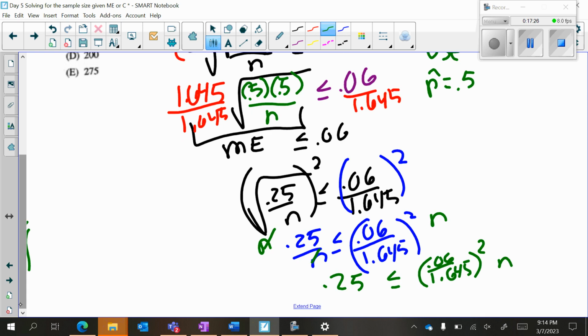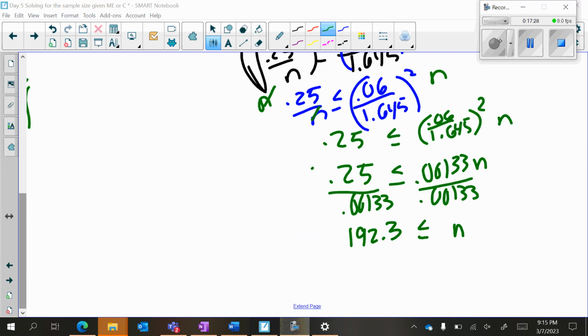And last step would be to divide that whole thing out and leave the N alone on the right. So let's just put this in the calculator and see what we get. All right, so as you can see, I did 0.06 divided by 1.645. Whatever I got, I squared it, and I got about 0.00133. Then I divided it to the other side, and I got N is greater than or equal to 192-ish.